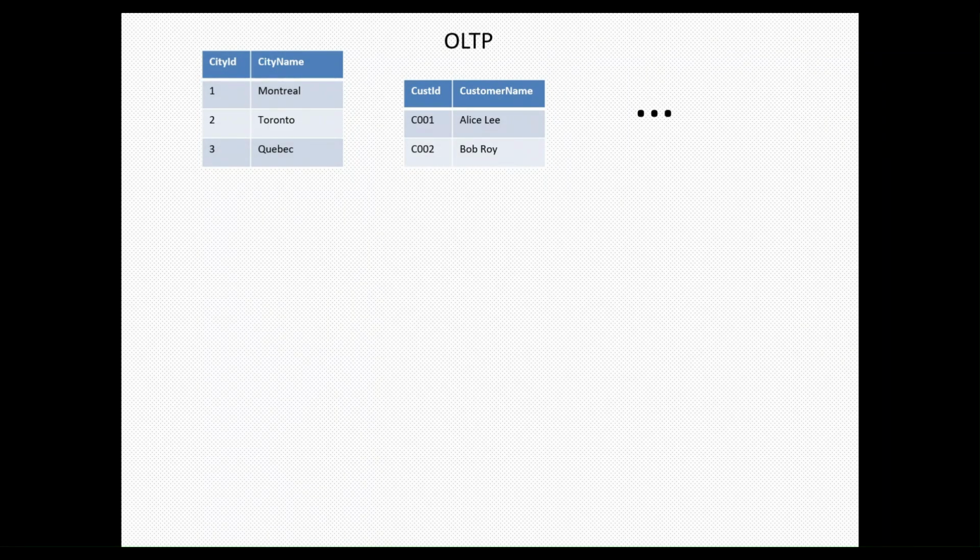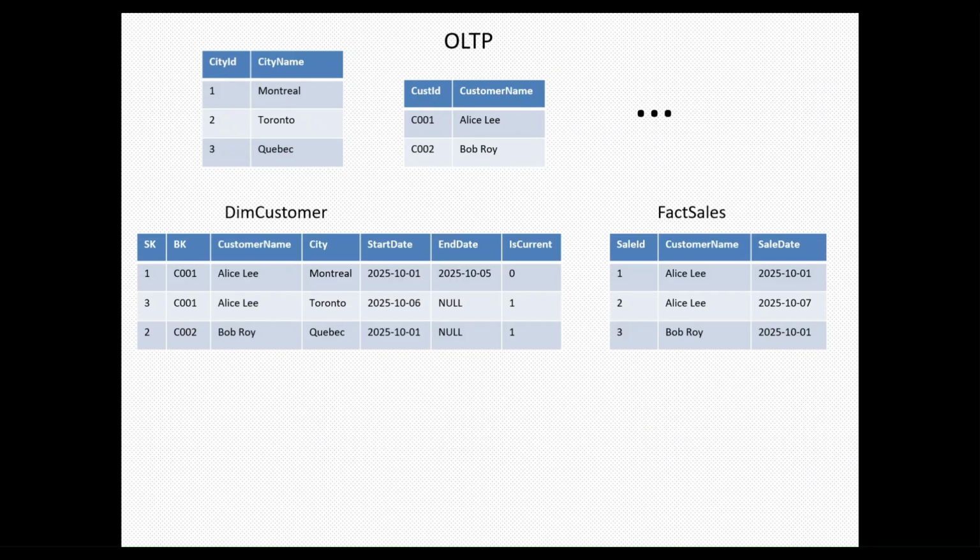Here I took two tables as an example. The first one is the city, the second one is the customer. So here we have the customer with its ID and the city with its ID.